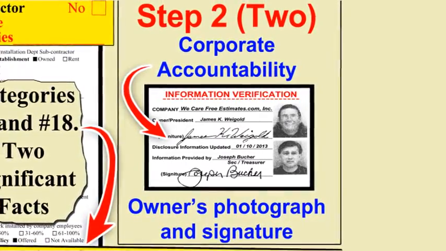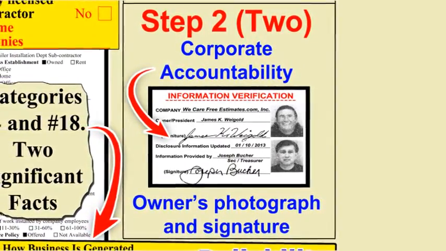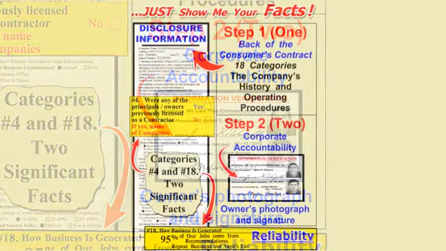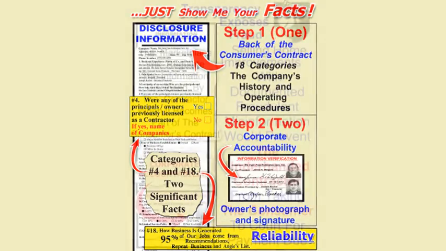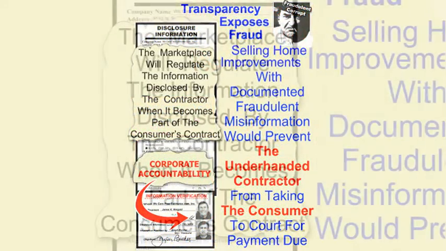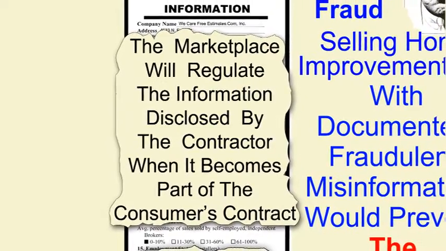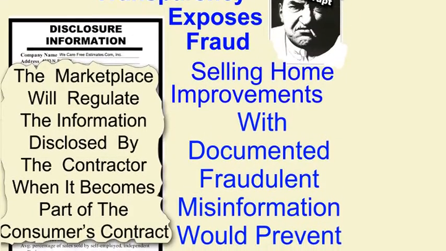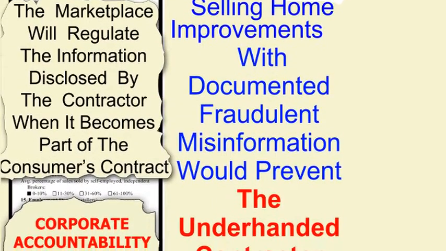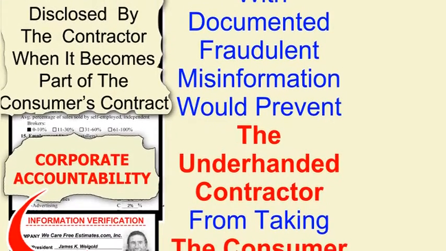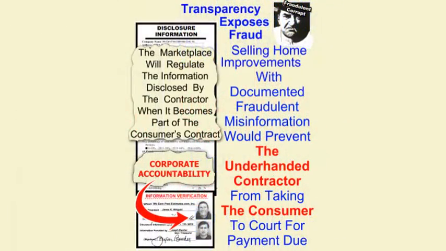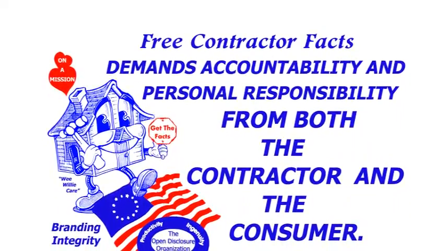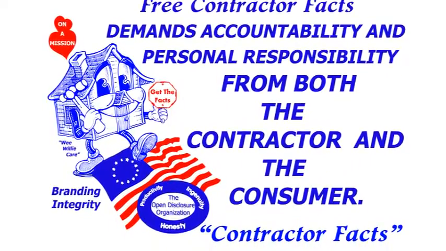Step 2, corporate accountability, information verification, 2 officer signatures and photographs, attesting to the information disclosed to the consumer on the back of the contract. The marketplace will regulate the information disclosed by the contractor when it becomes part of the consumer's contract. Transparency exposes fraud. Selling home improvements with documented fraudulent misinformation will prevent the underhanded contractor from taking the consumer to court for payment due. Free Contractor Facts demands accountability and personal responsibility from both the contractor and the consumer.